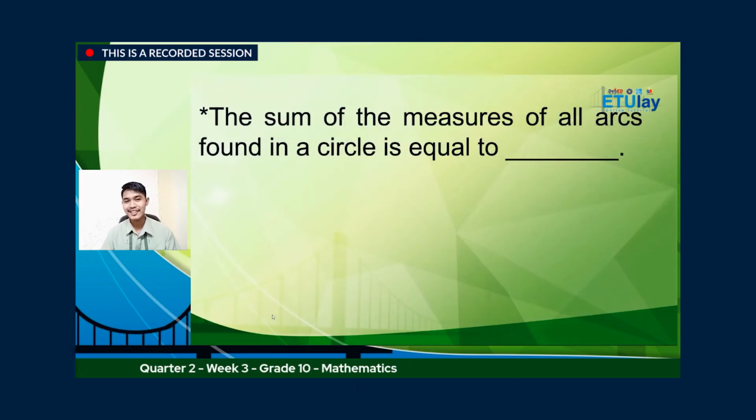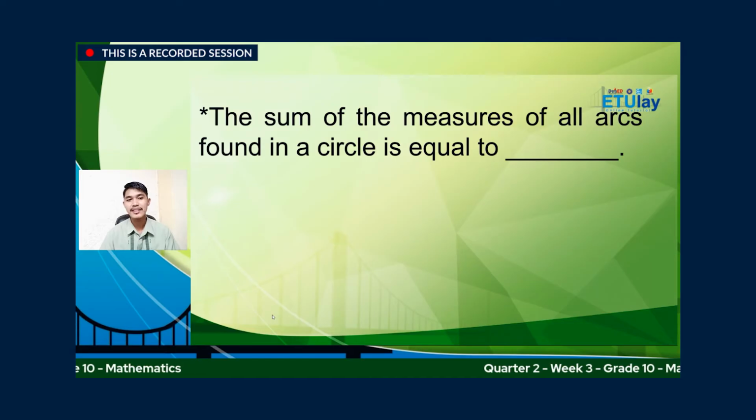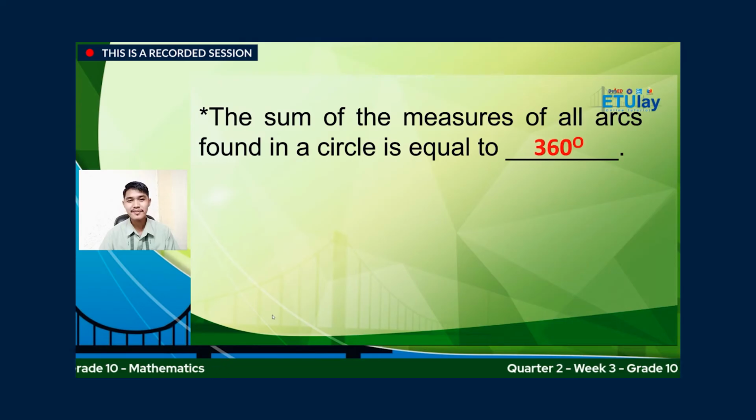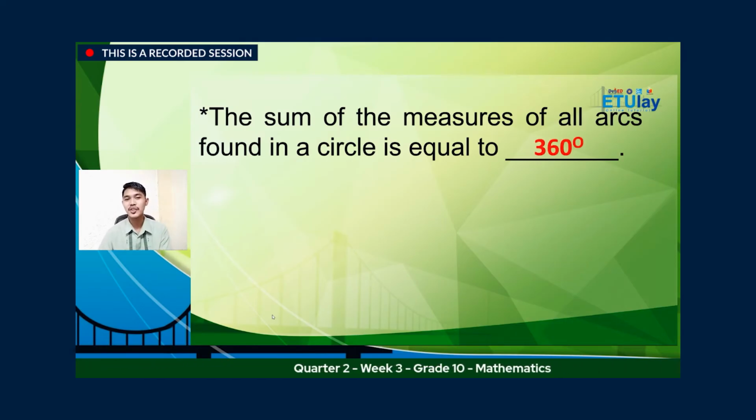Now, how about this? The sum of the measures of all arcs found in a circle is equal to blank. So what do you think is the sum of the measures of all arcs? It is equal to 360 degrees. So one complete rotation or revolution.